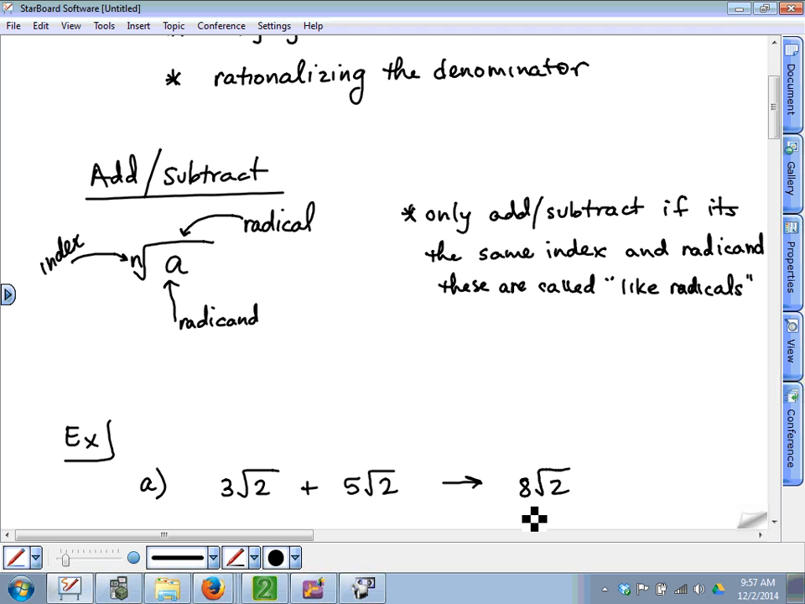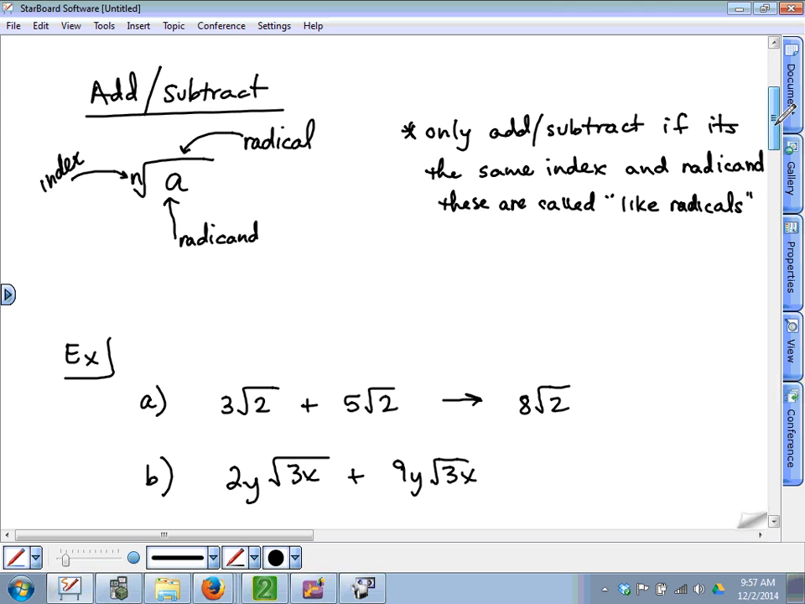The radicand doesn't change. It's kind of like adding denominators of a fraction. If you have 1/3 plus 7/3, how many thirds do you have? 8 thirds. The denominator doesn't change. This is like this. 3 square roots of 2 plus 5 square roots of 2 is 8 square roots of 2. Easy, huh? Try this one.